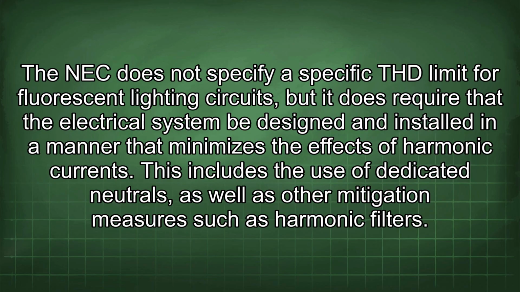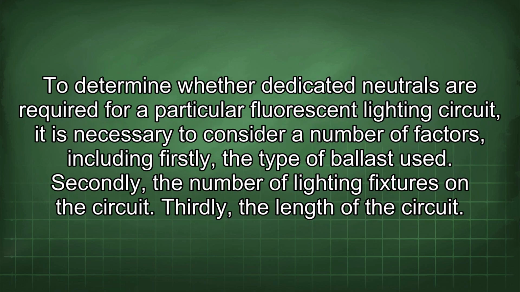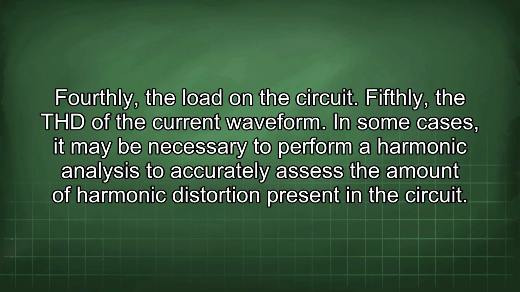The NEC does not specify a specific THD limit for fluorescent lighting circuits, but it does require that the electrical system be designed and installed in a manner that minimizes the effects of harmonic currents. This includes the use of dedicated neutrals, as well as other mitigation measures such as harmonic filters. To determine whether dedicated neutrals are required for a particular fluorescent lighting circuit, it is necessary to consider a number of factors, including, firstly, the type of ballast used. Secondly, the number of lighting fixtures on the circuit. Thirdly, the length of the circuit. Fourthly, the load on the circuit. Fifthly, the THD of the current waveform.